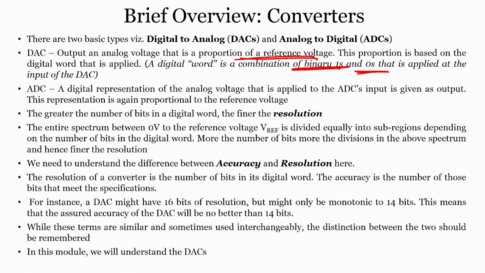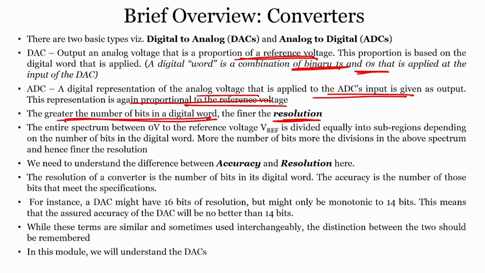But when you talk about an analog to digital converter, then a digital representation of the analog voltage that is applied to the ADC's input is given as output. This again is proportional to the reference voltage. That is how your analog to digital converter works. Very simple, right. The greater the number of bits in a digital word, the finer the resolution.